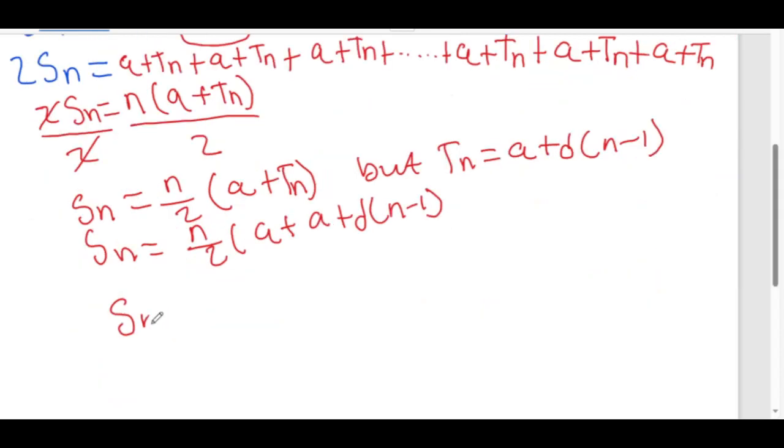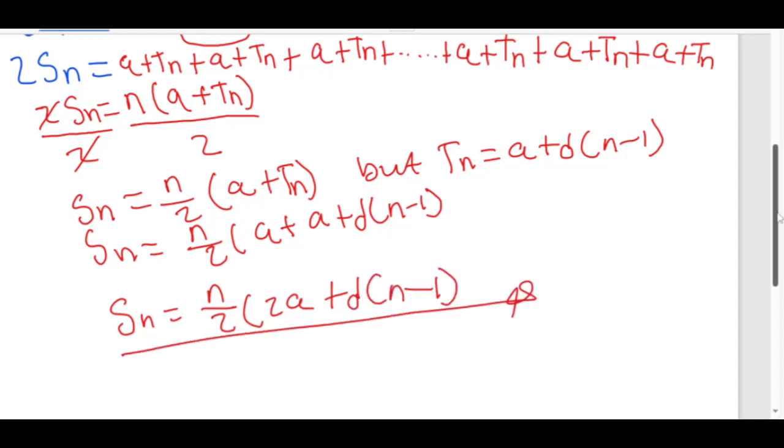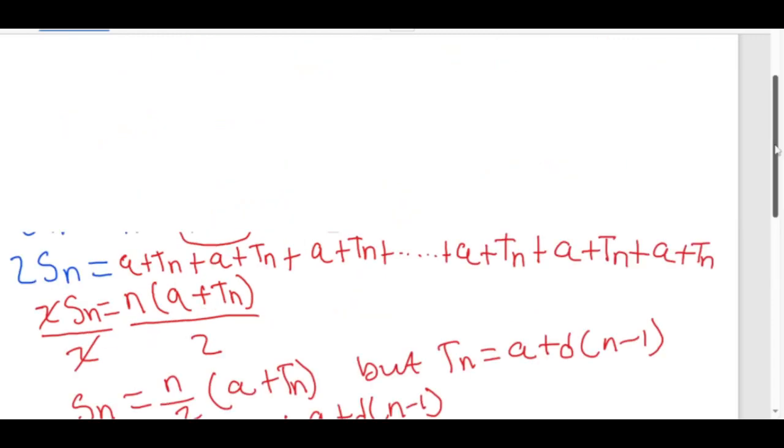And then we have n over 2 into a plus a, which is 2a, and then plus d into n minus 1. Then this is the formula for the sum of the arithmetic sequence. This equation you need to know how to derive. It's a very important question, which is 5 or 4 marks.